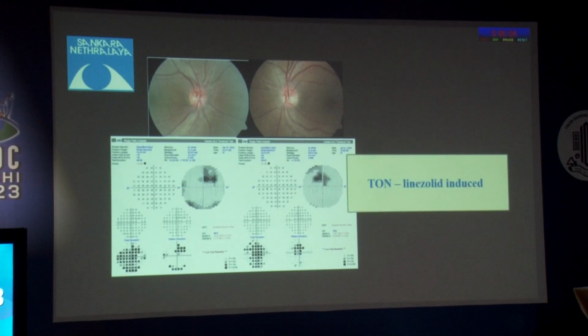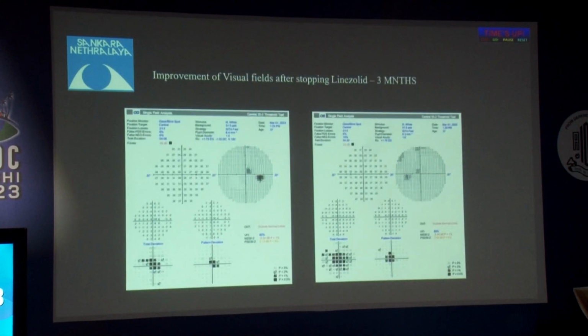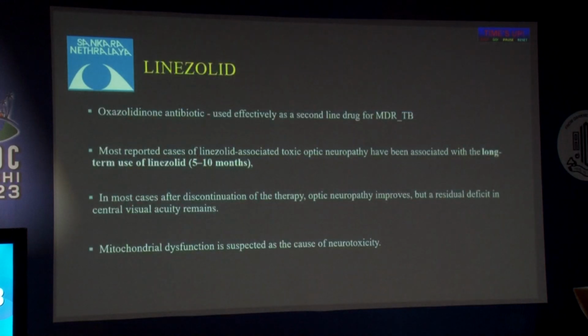And here the culprit was linezolid, because the patient was on the second line. Remember, linezolid is always given as a second line therapy in our TB treatment. And this is after stopping the linezolid, there's an improvement in the fields. So linezolid usually is given as second line drug, and it causes its toxicity 5 to 10 months later. And most of the times by stopping, you will have an improvement in the vision, but we see the visual field effects persisting for a longer period of time.